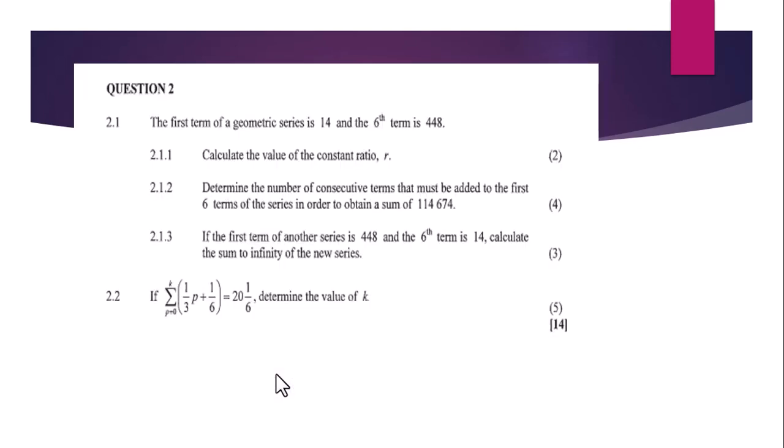So here I was given that the value of the first term, which is a, is 14, and I was also given the sixth term, which is 448. So I know that T6 equals ar to the exponent 5, because remember T1 is a, T2 is ar, T3 is ar squared, therefore T6 is ar to the exponent of 5, and that equals 448. Fortunately, I have the value of a, it's 14. I substitute 14 there: 14 r to the 5 equals 448. I will divide both sides by 14.